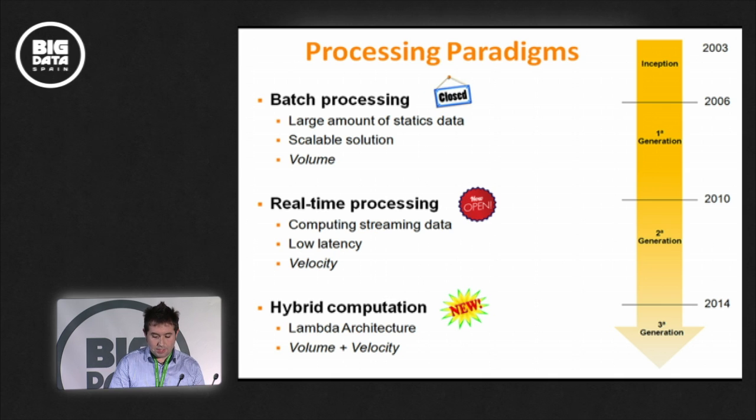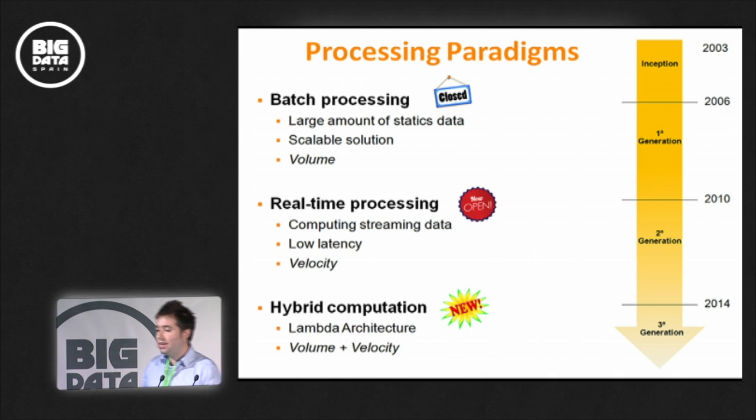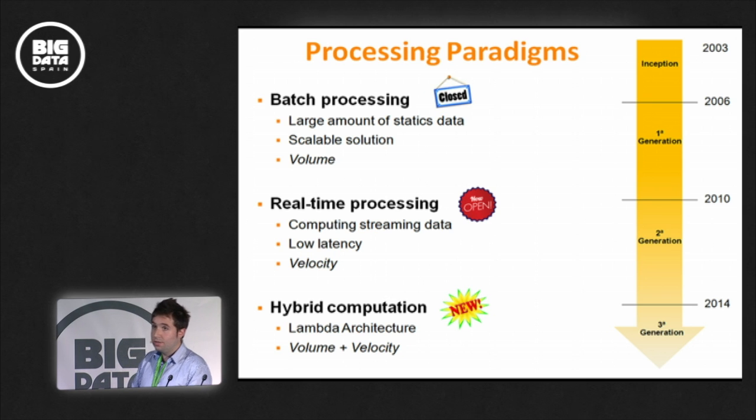Well, these three processing paradigms refer to different big data generations. The first one is batch processing. The inception of this first generation was 2003, when Google published the papers about the Google File System and the MapReduce framework. But in those days, not many companies had to deal with big data problems. So we say that the first generation started in 2006 when Hadoop was born.